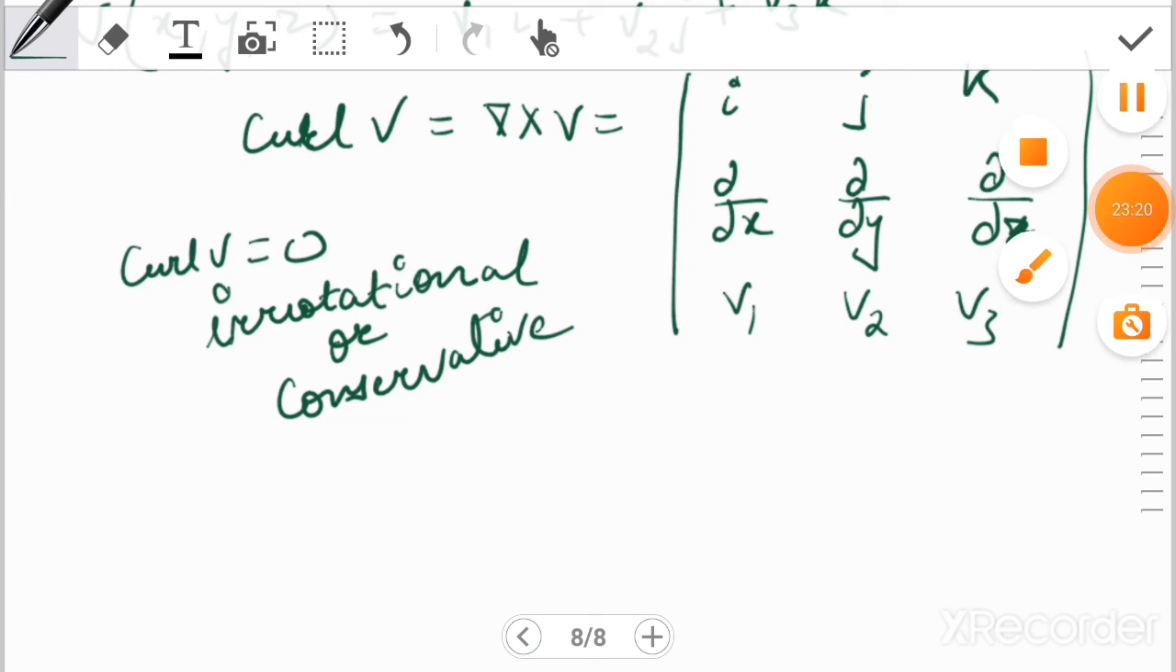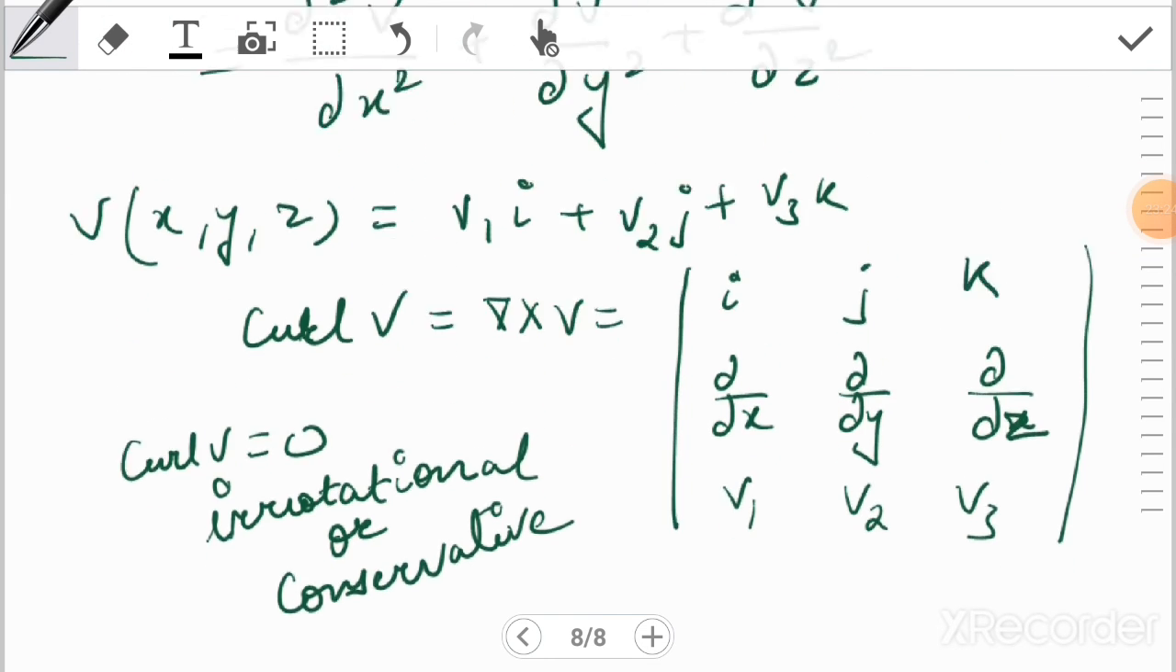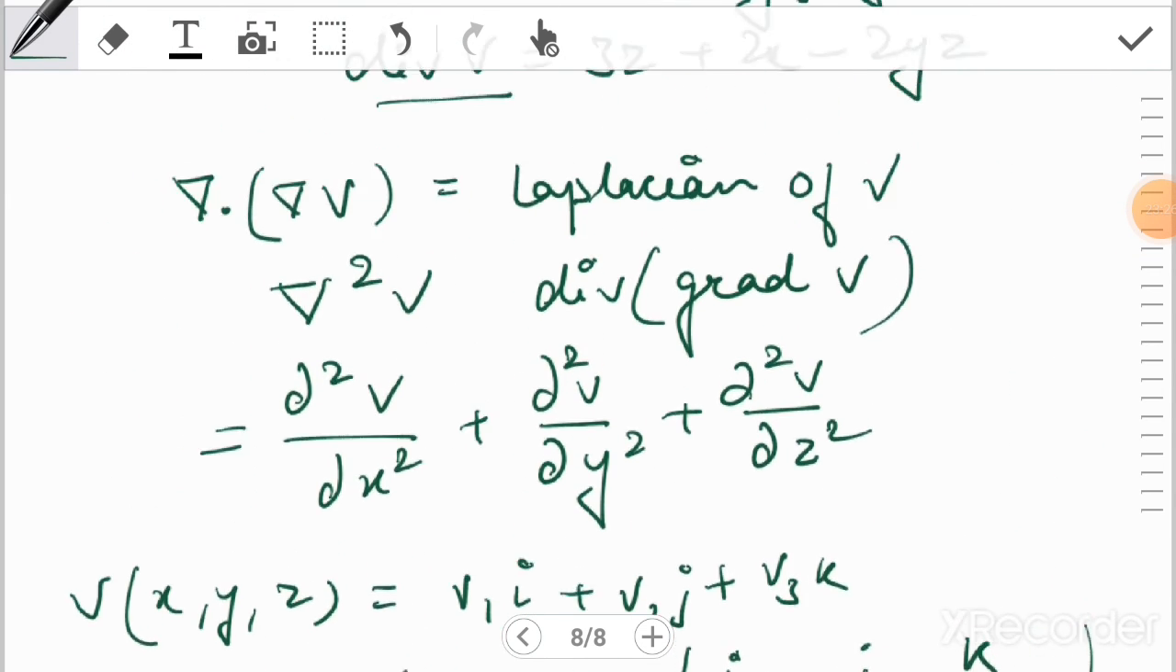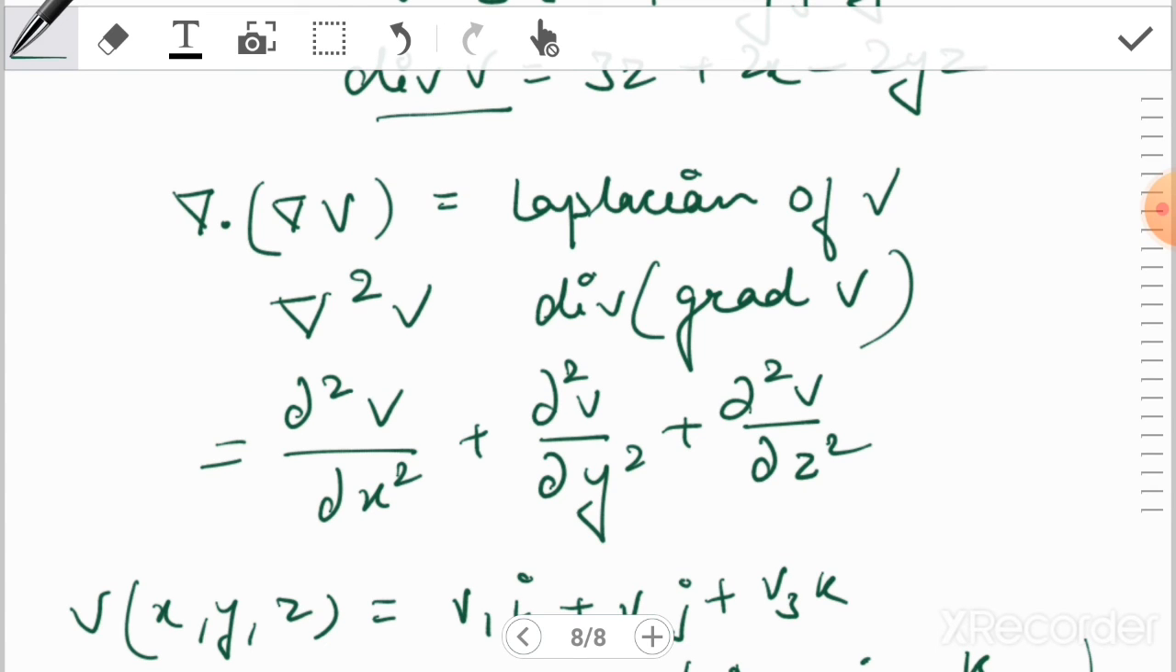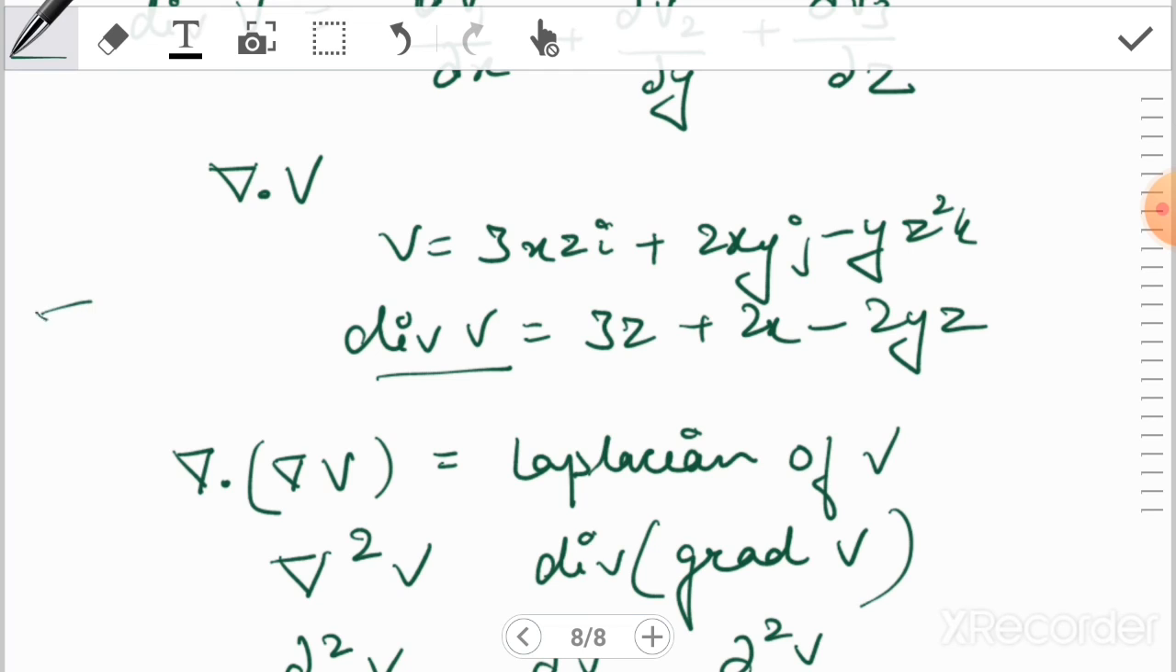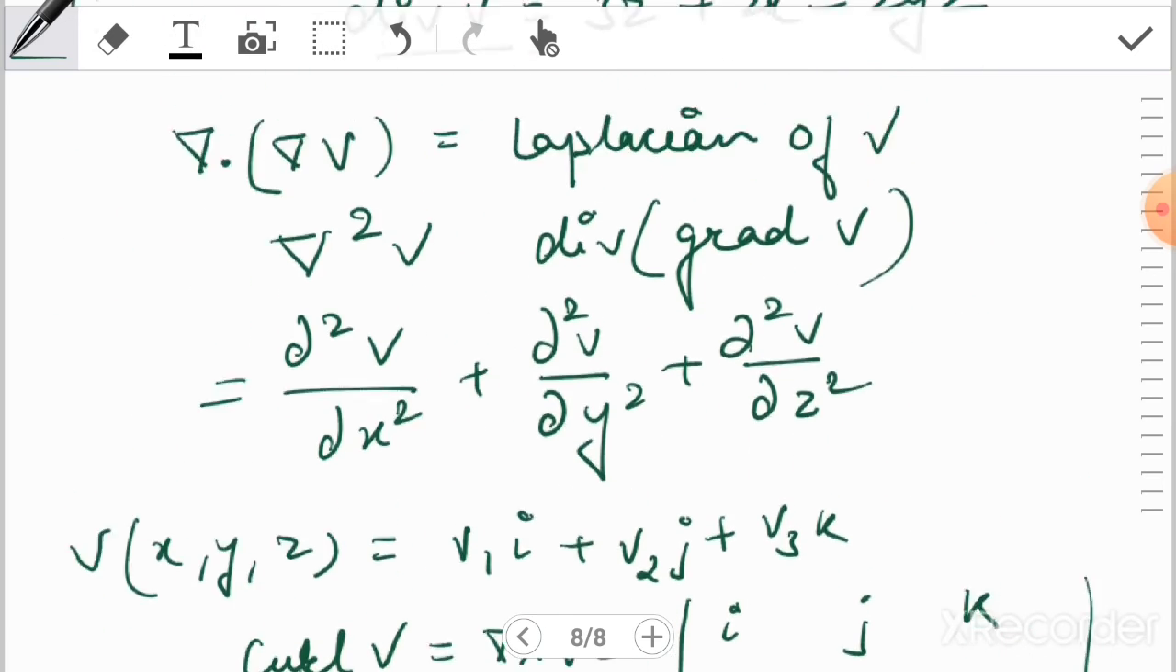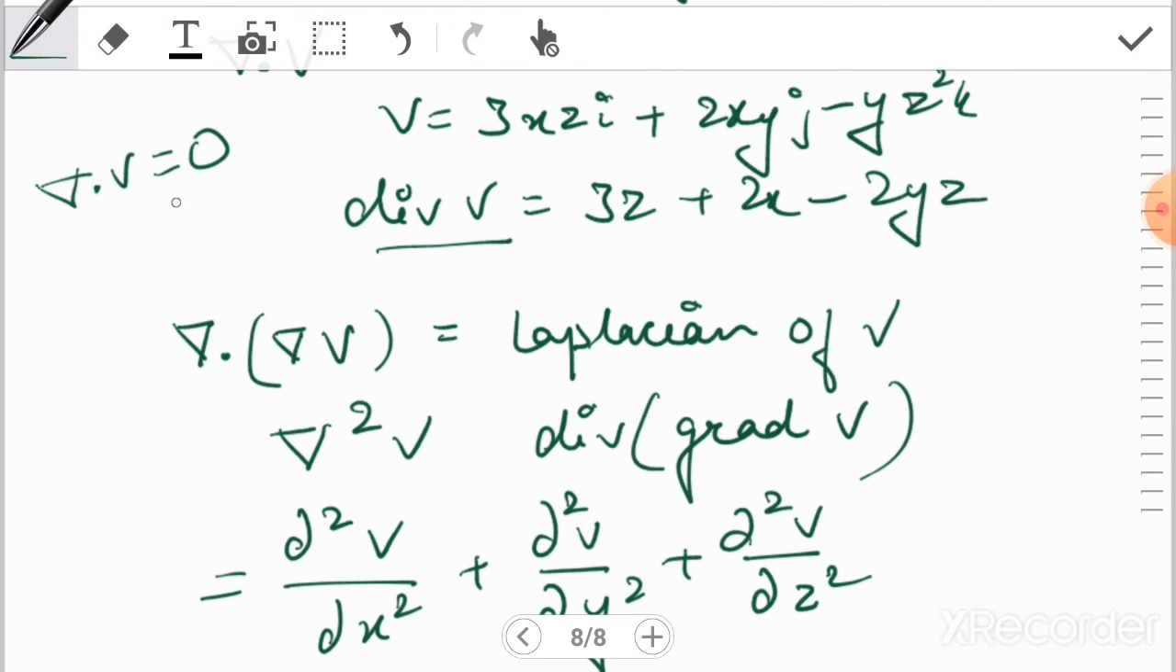Similarly, if a vector v has divergence v equal to 0, then such a vector is called solenoidal.